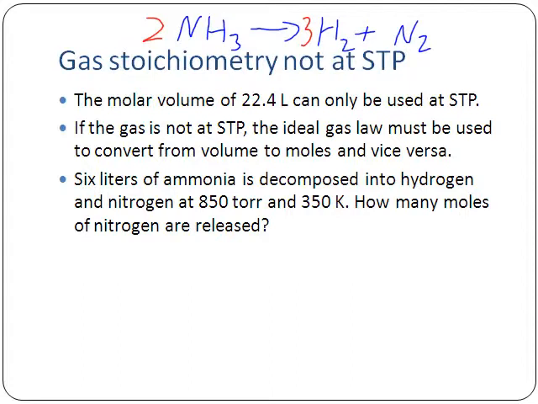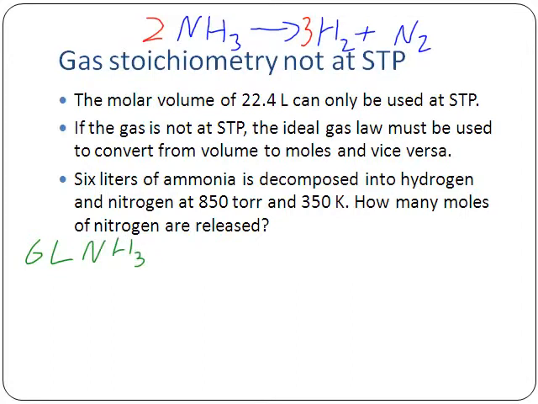So what we start with here. Let's see what we got here. We have 6 liters of ammonia decomposed. So we start off with 6 liters of ammonia, so 6 liters of NH3.